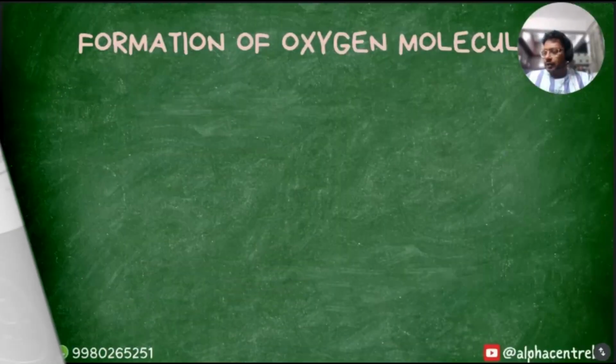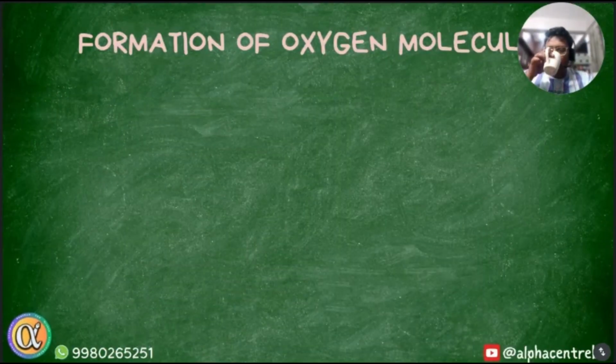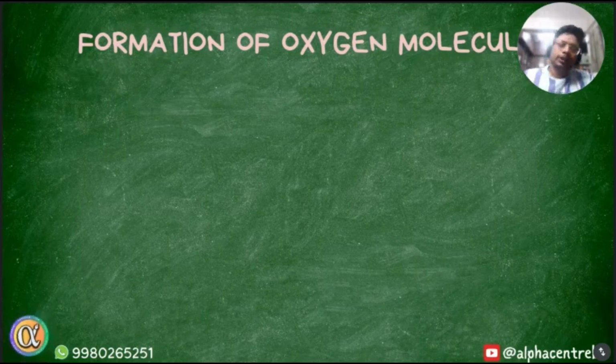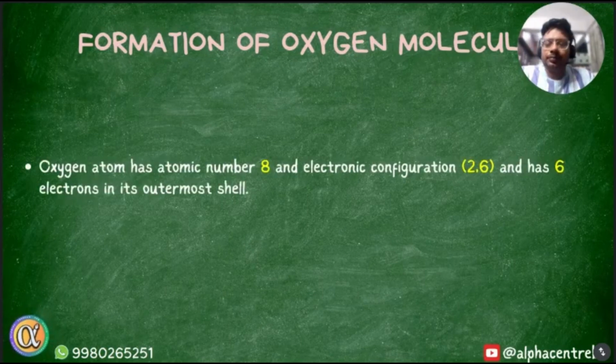Let's move ahead. What is the formula for the oxygen molecule? O2. So it consists of 2 oxygen atoms. What is the atomic number for oxygen? 8. The electronic configuration is 2, 6. So how many valence electrons are there? 6.